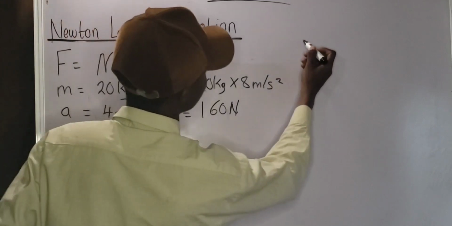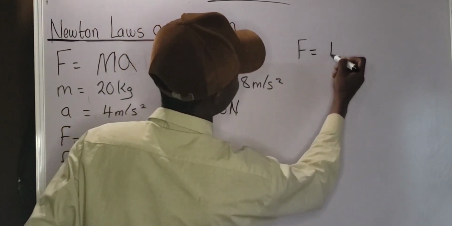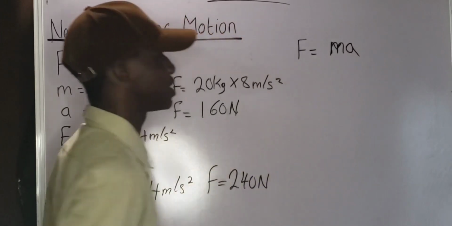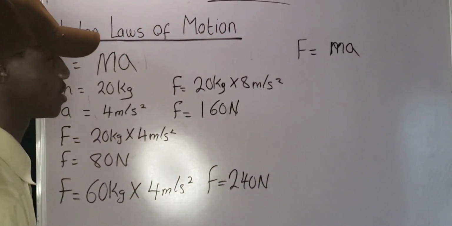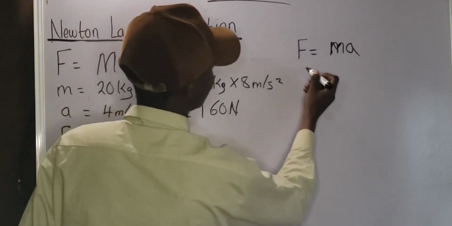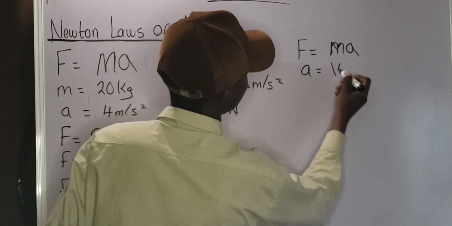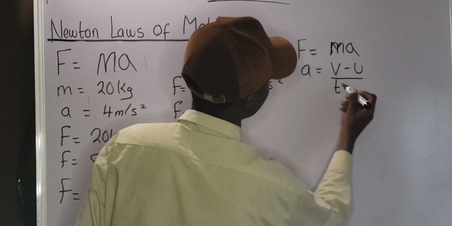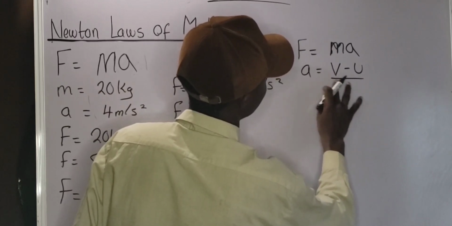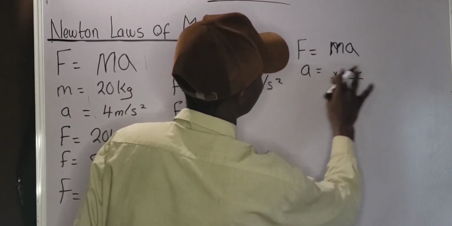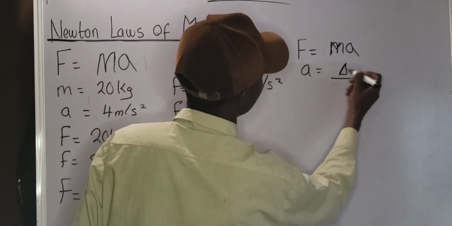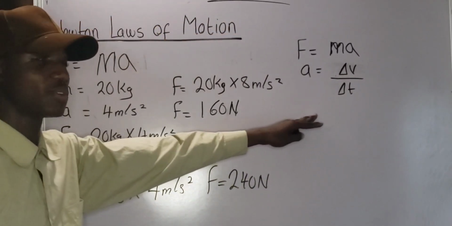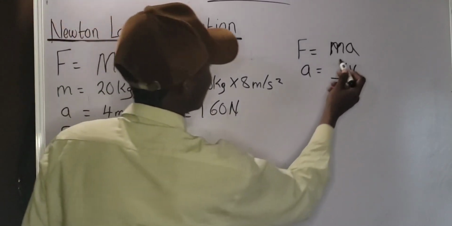Okay, let me just do it here. Force is equal to what? Force is the product of mass times acceleration, according to Newton's second law of motion. Okay, and acceleration can be expressed as what? The change in velocity, that is v minus u, all over the change in time. Let me put change in velocity over change in time. Do you understand? It is very, very important that you know this.